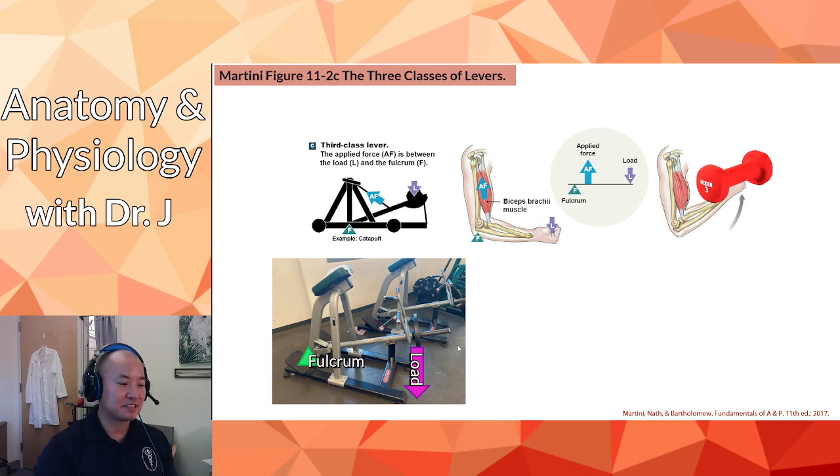Now, how do you actually pull this up? You are going to use this force right here between the fulcrum and the load. So this is an example of a third class lever, like a catapult is. There are also variations where they don't even have these handles, like some people just pull this bar right there. It would still be a third class lever because you have the force in the middle, between the fulcrum and the load.